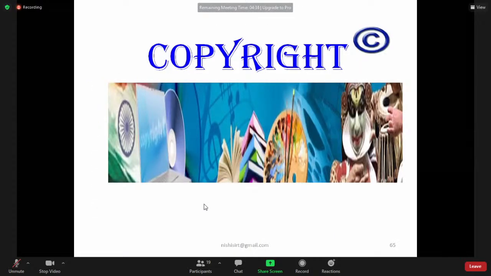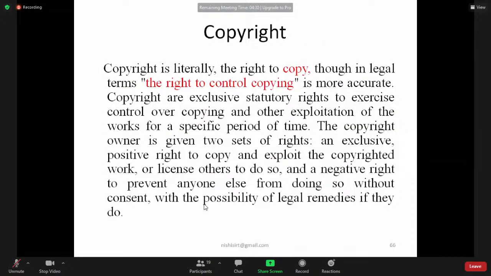Now I am coming to the copyright. Copyright is literally the right to copy; in legal terms, the right to control the copying. It is not that because it is copyright, we can copy from anywhere, take from any copy, or make any song our own. It is a right to control the copying, right?